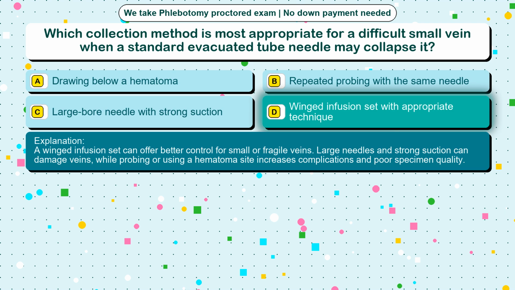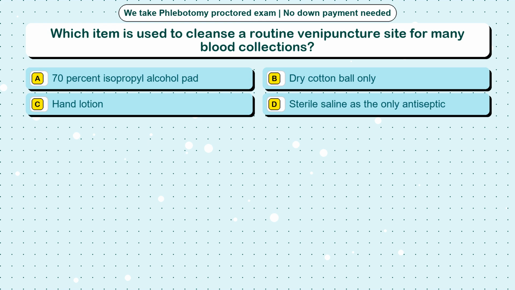Question 51. Which item is used to cleanse a routine venipuncture site for many blood collections? Option A. 70% isopropyl alcohol pad. Option B. Dry cotton ball only. Option C. Hand lotion. Option D. Sterile saline as the only antiseptic.